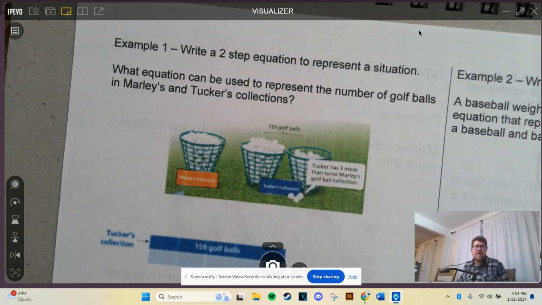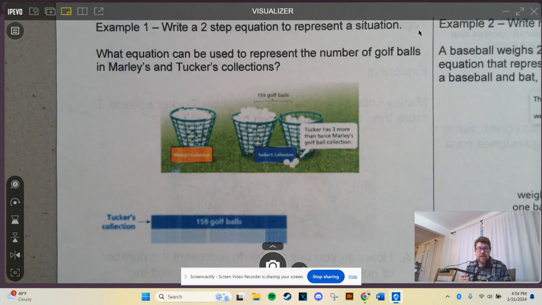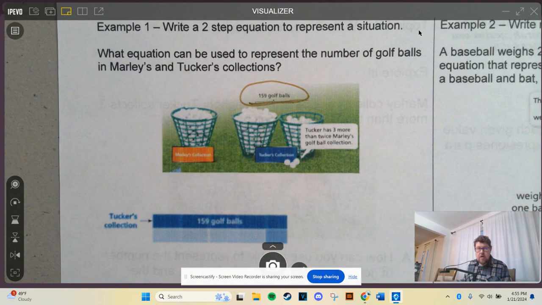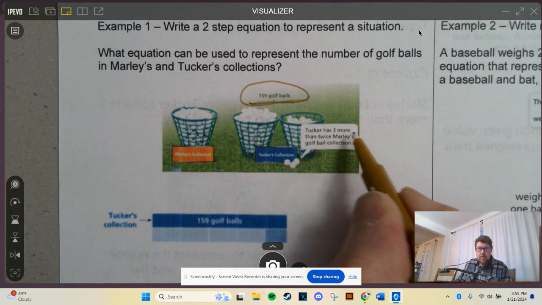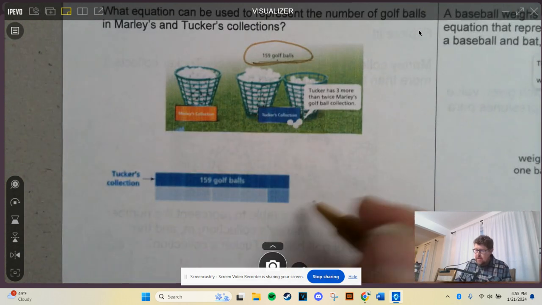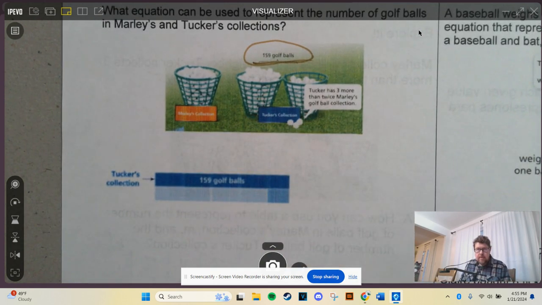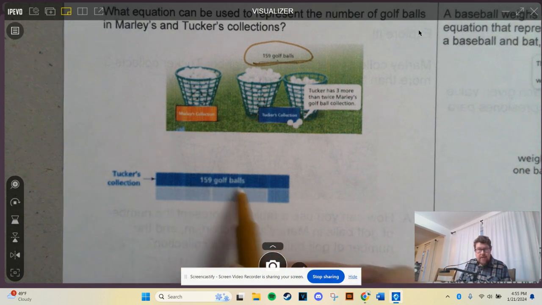All right. What expression can be used to represent the number of golf balls in Marley's and Tucker's collection? Well, we got a number on this one, right? We got 159, and we also have, again, that relationship of Tucker getting 3 more than twice Marley's golf ball collection. So if we look at this little diagram right here, Tucker's collection is represented in the dark blue at 159.